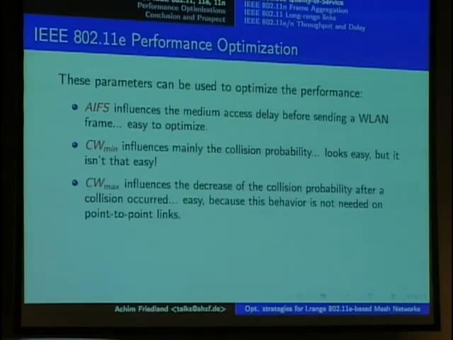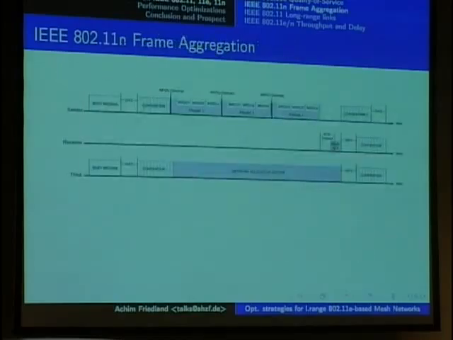There is a CWmax. This is a detail of the medium access control. With every retransmission, you will increase the size and the range of your random numbers. This is really useful in a hotspot scenario, but it's not really useful on a point-to-point or mesh network. So you can just set the CWmax to the CWmin value and live with this.